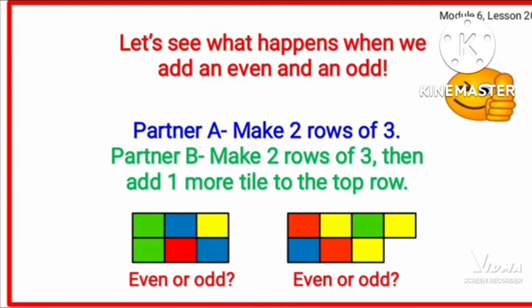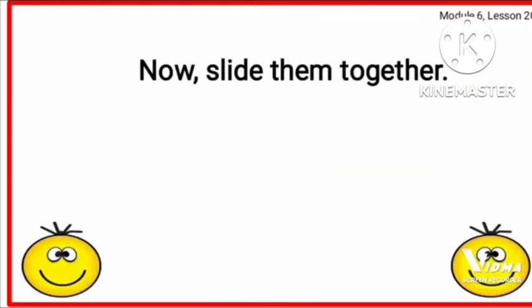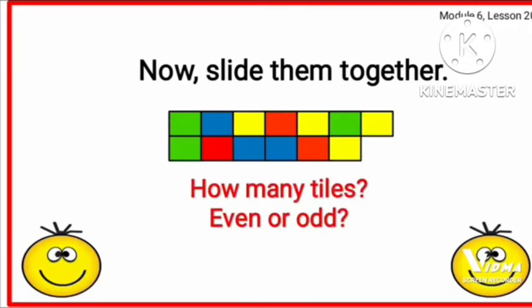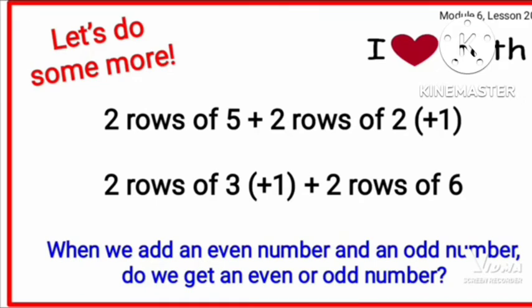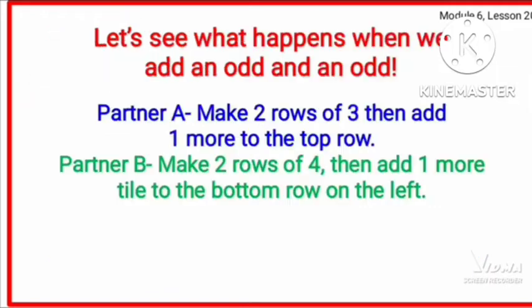Let us add the two together and see if we make an even or odd number. What do you think we'll have? Say it out. Is it even or odd? Is it shared into 2 equal parts? No. What do we call this? Odd number. The same thing. When you add 2 rows of 5 plus 2 rows of 2 and add 1 more tie, you have an odd number. 2 rows of 3 plus one more tie, and then you add 2 rows of 6, you also have an odd number. So when you add an even number to an odd number, you are going to have an odd number.